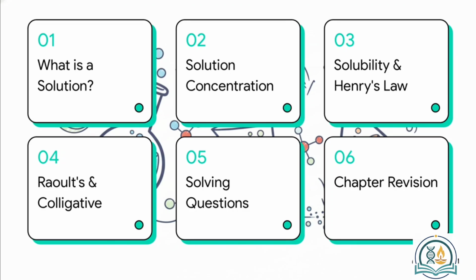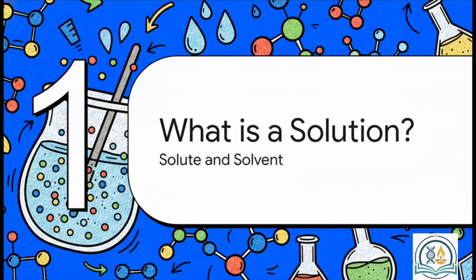So, here's our game plan. We'll kick things off with the absolute basics, then get into how we measure solutions. After that, we'll look at solubility, then jump into the really important stuff like Raoult's law and colligative properties, solve a problem together, and finish up with a super fast revision. All right, let's start at the very beginning.